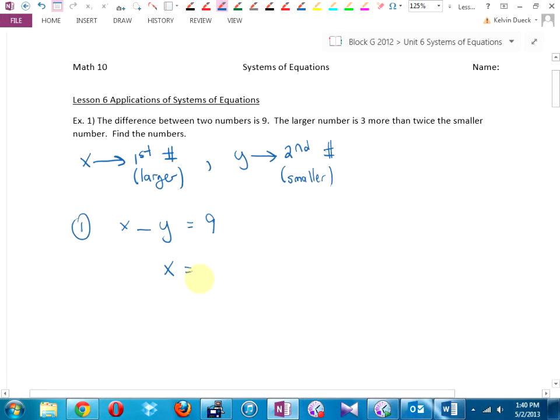Read the rest of the sentence after the word is. 3 more than twice the smaller number. Now, stop. Don't write. Here is the big secret to word problems. I was only in my 3rd or 4th year as a teacher before I finally figured this out, because I couldn't figure out why my students were having so much trouble. And then I realized English and math are backwards from each other.